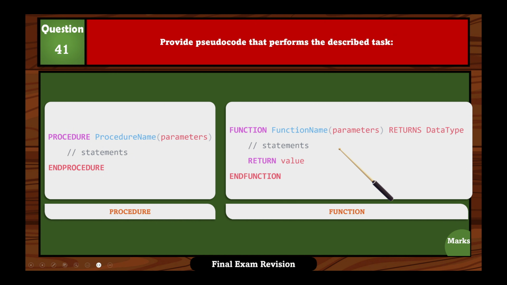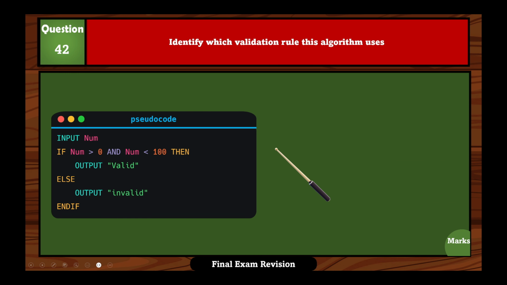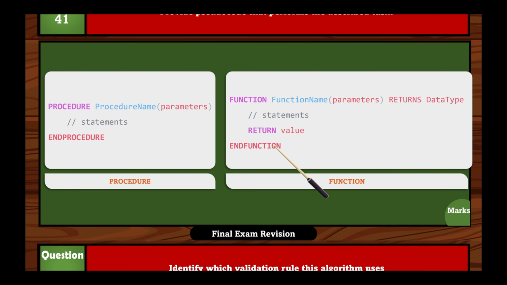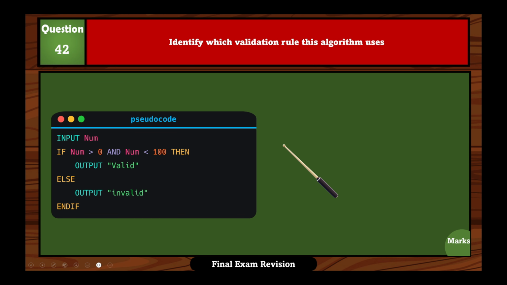Okay, let's move to the next question. Identify which validation rule this algorithm uses. So which algorithm uses which validation rule. We have input num, and if num is greater than 0 and num is less than 100, then output valid, else output invalid. What is this one? This is a range check.